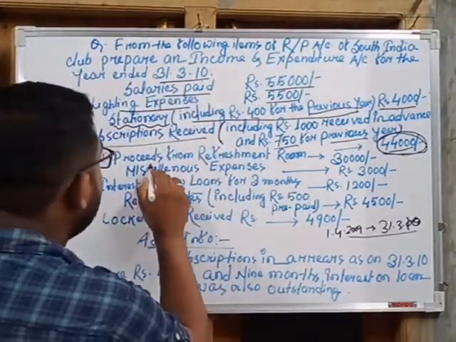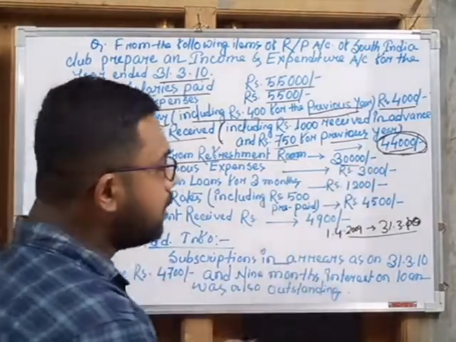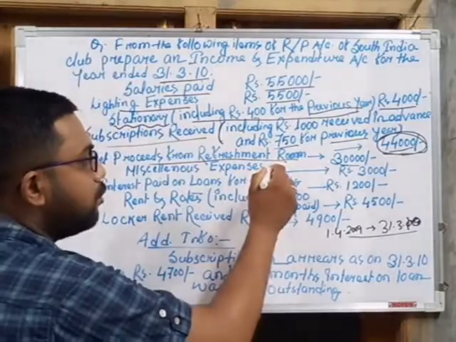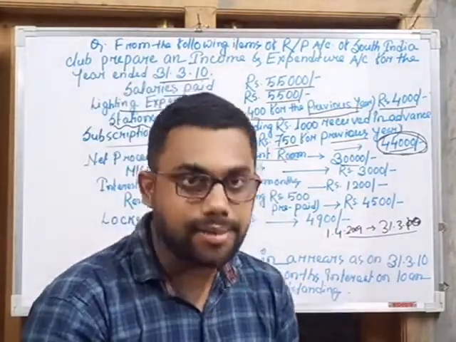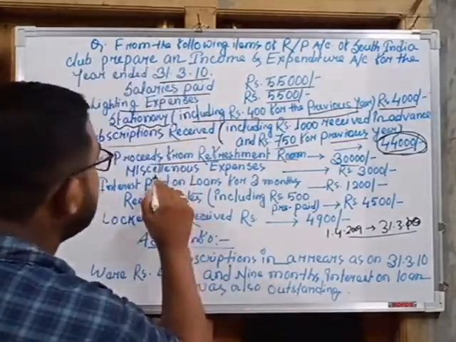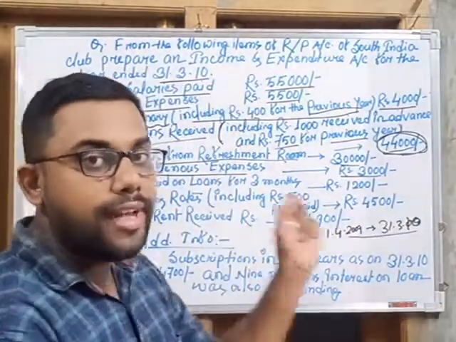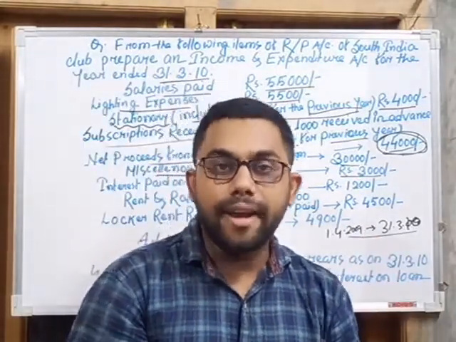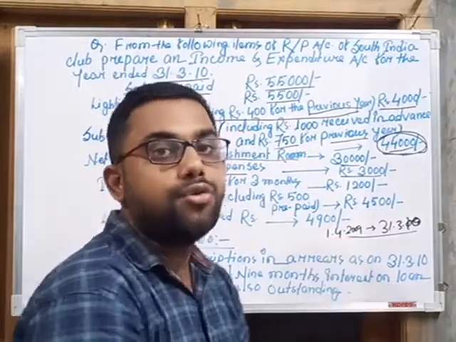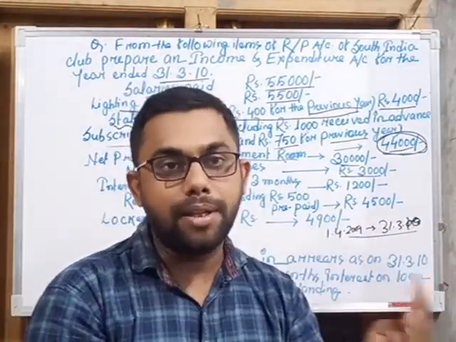Next, net proceeds from refreshment room, rupees 30,000. Just note it in your copy. I will discuss it when I give the entry regarding this. Next, miscellaneous expenses, rupees 3,000. That means there are some small expenses for which there is no specified account, so it is debited to the miscellaneous account. It is a miscellaneous expenditure, so it will come on the expenditure side.